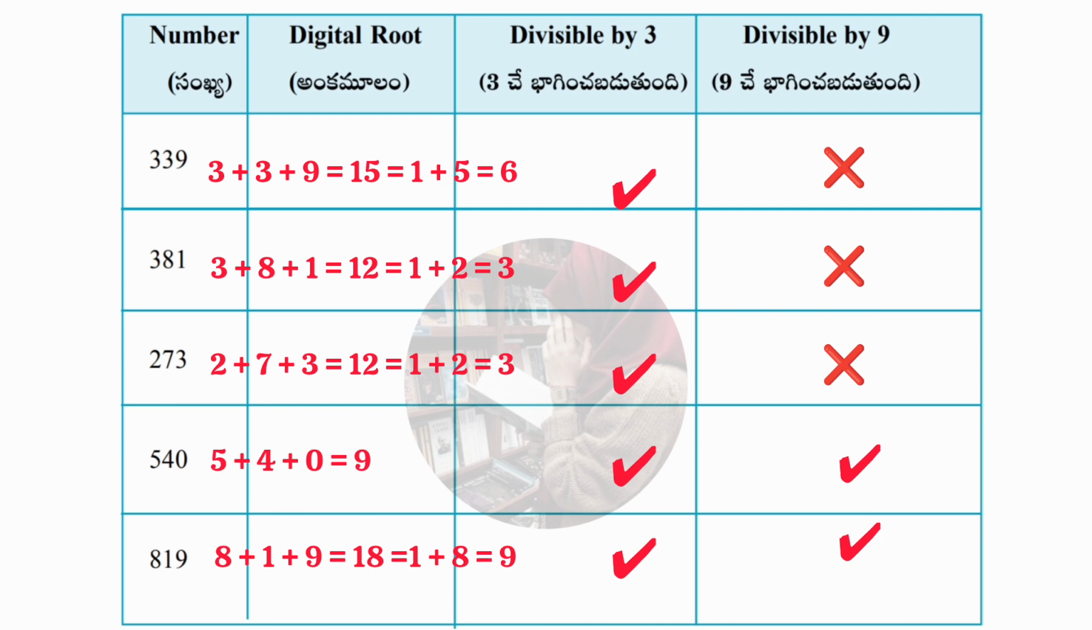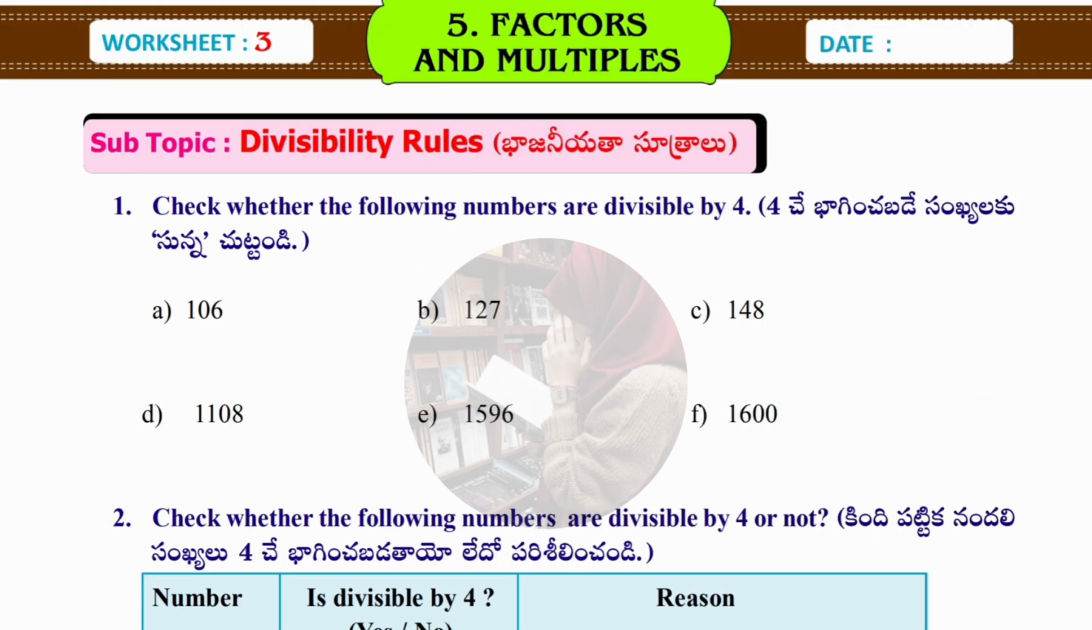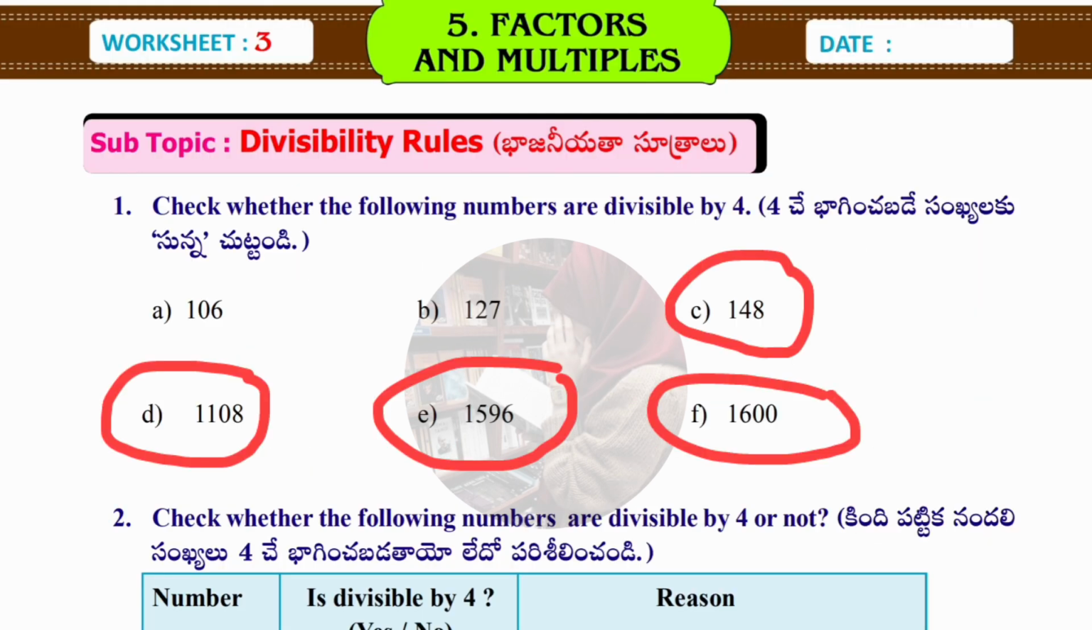Okay guys, now we'll move to the next worksheet, that is worksheet number 3. Here the topic is divisibility rules. Okay. Let's see the first Roman, which is check whether the following numbers are divisible by 4 or not. Here 6 numbers are given. We need to say whether the given number is divisible by 4 or not. Do you know the divisibility rule of 4? So divisibility rule of 4 is the last two numbers should be divisible by 4.